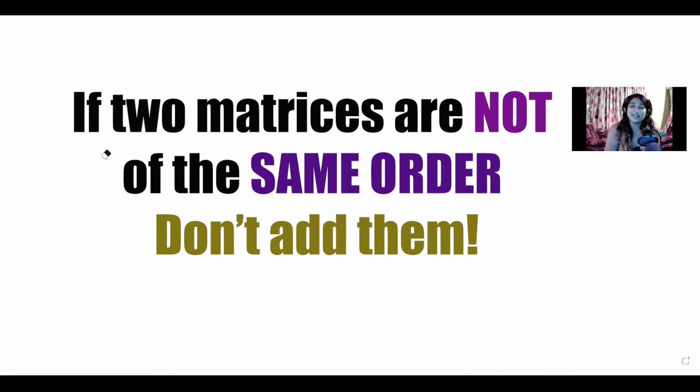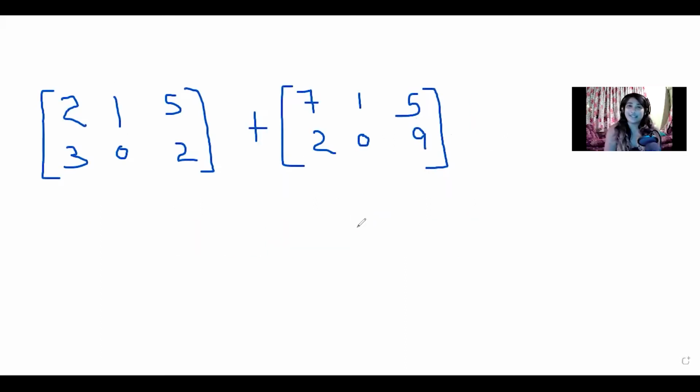Now let's take a look at another matrix equation. Let's see if these two matrices can be added together. Do you think we can add together these two matrices? Let's see. If we look at the very first matrix, we can tell that its order is 2 by 3. What about our second matrix? The order of our second matrix is also 2 by 3. Both our matrices have the same order, so we can perform the addition.